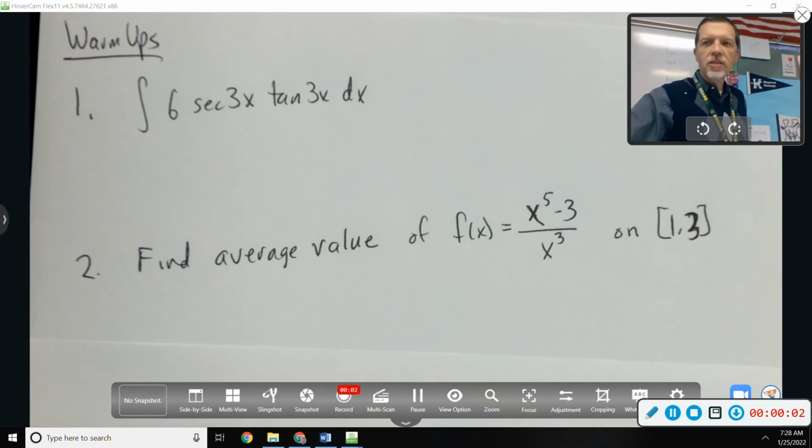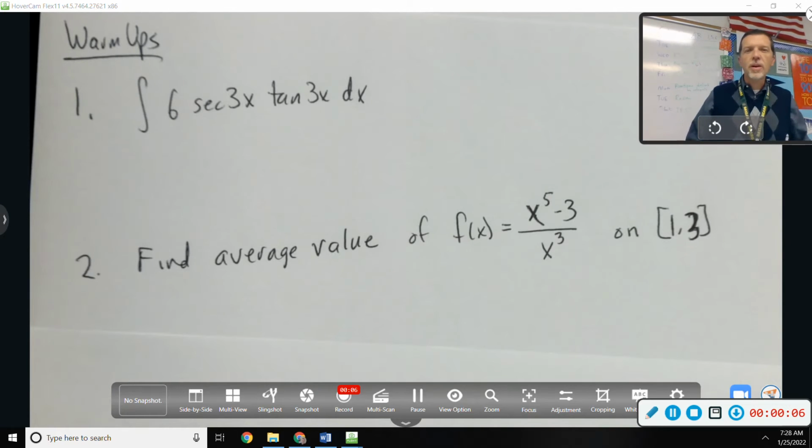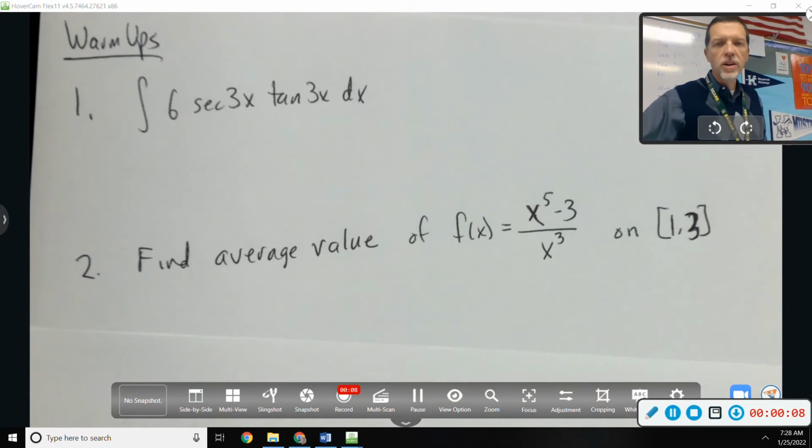So, some test-inspired warm-ups to start us off. Try those two. I'll come back and show the answer in a minute, and then there's one more after that. If you're watching at home, press the pause button and give those a try. First one's a U substitution problem. Second one is average value, which means integration, but also some algebra in there as well. So there's some hints to get you started.